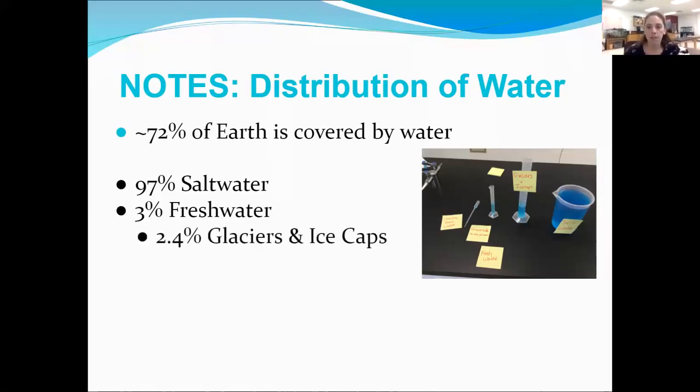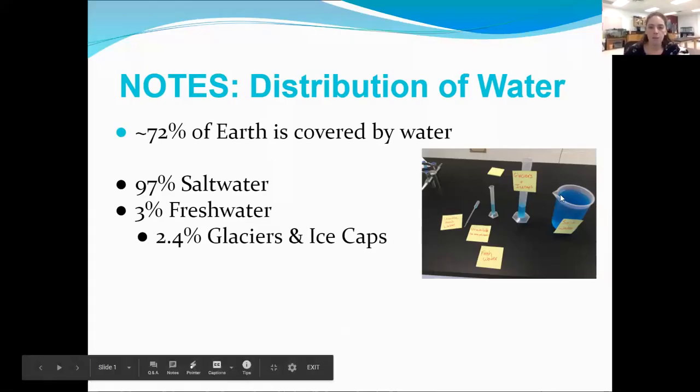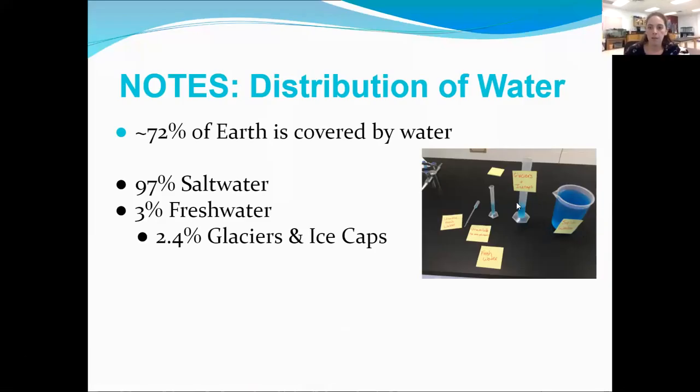That fresh water can then be further split up. So if we look here in the picture, 97% of the water on Earth is salt water in this beaker. All the rest of the fresh water is going to be divided up. We can divide it up into frozen glaciers and icebergs and ice caps, where it's unusable.